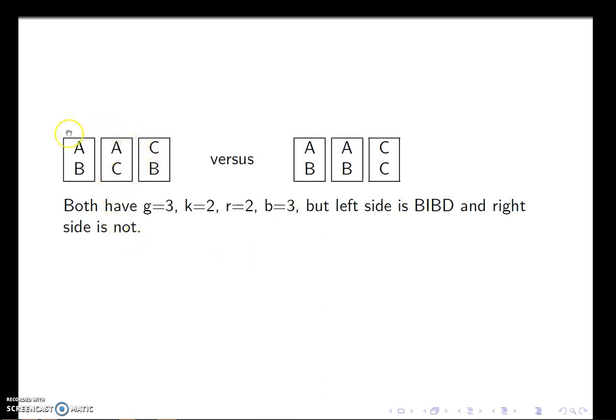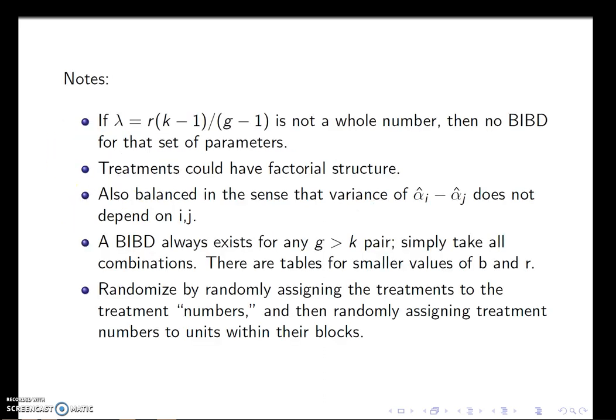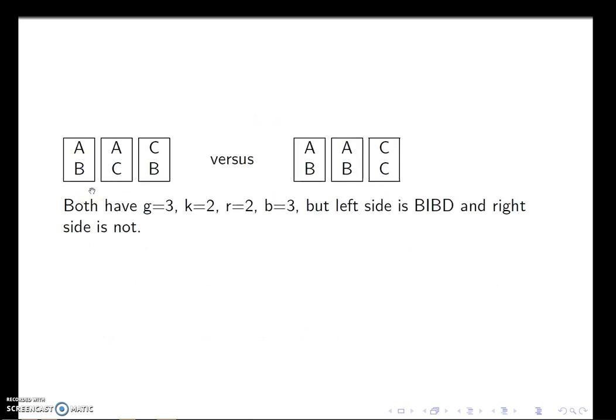So the left side is a good balanced incomplete block design. But the right side is not. Can you think of what's wrong on the right-hand side?